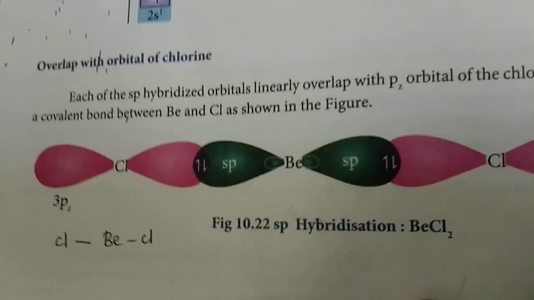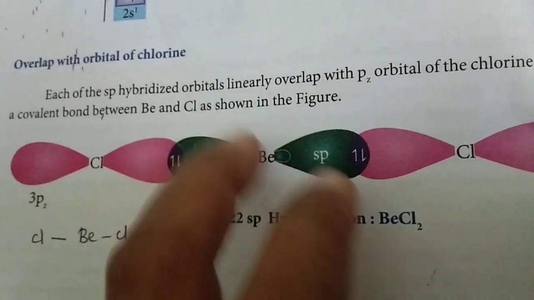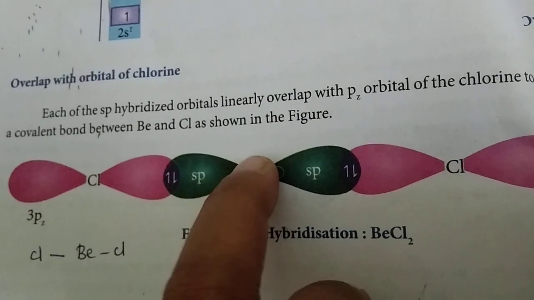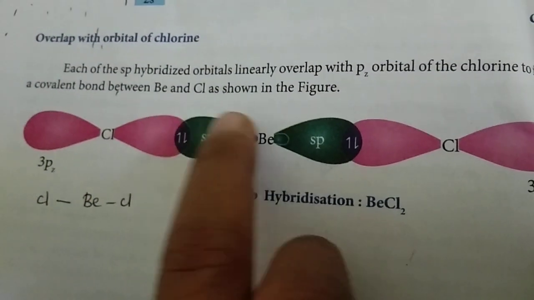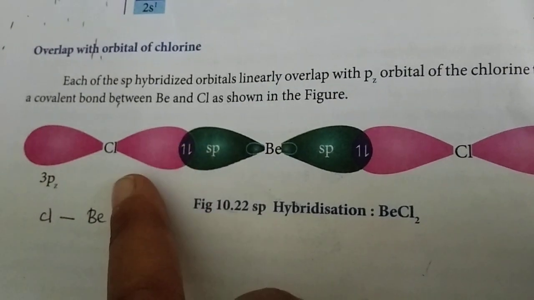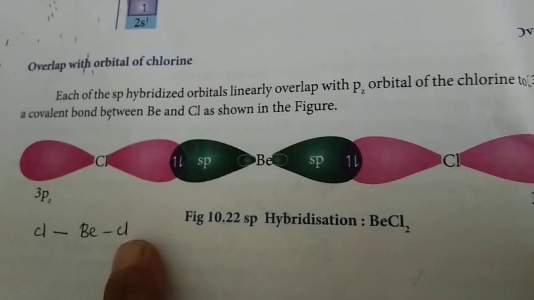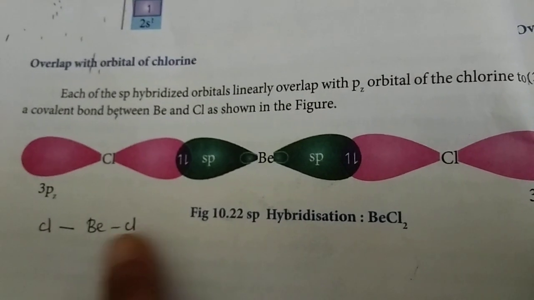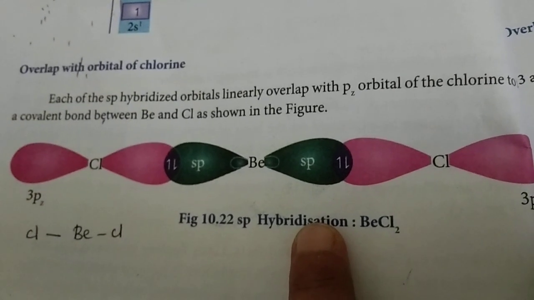Okay. See the structure. Each of the sp hybridized orbitals of beryllium linearly overlaps with the pz orbital of chlorine to form a covalent bond between beryllium and chlorine, as shown in the figure. What is the covalent bond? It means sigma bond. Okay, this is the structure of beryllium chloride. So, sp hybridization.